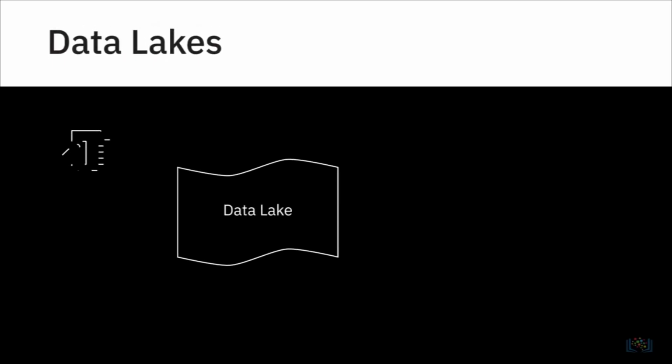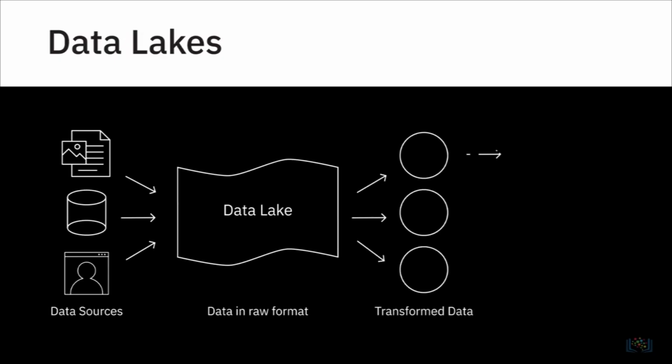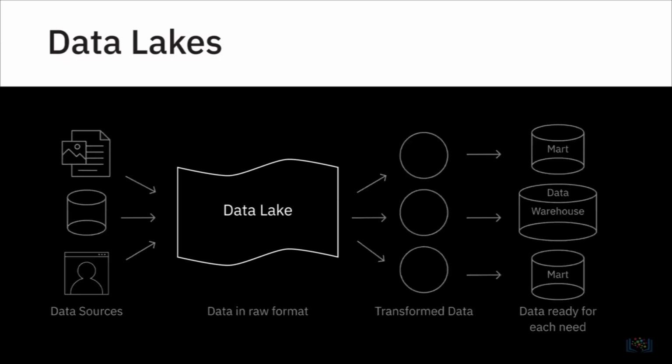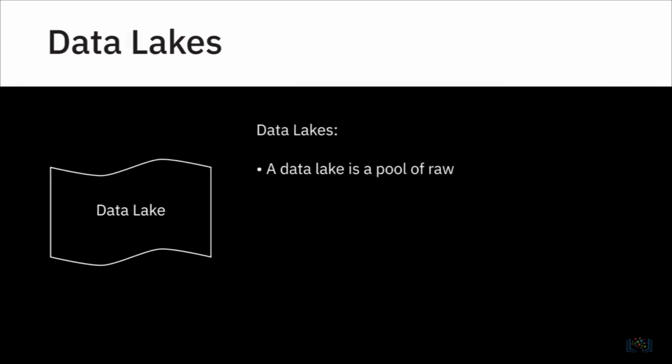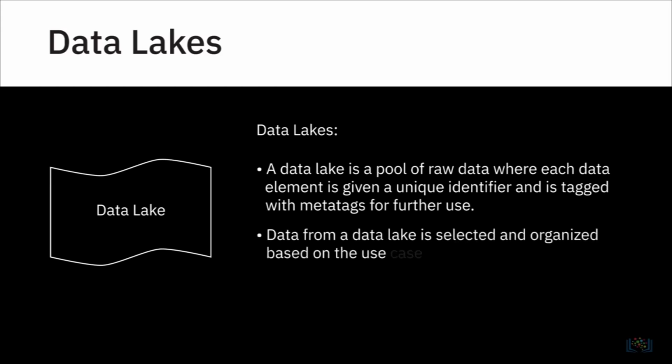A data lake is a storage repository that can store large amounts of structured, semi-structured, and unstructured data in their native format, classified and tagged with metadata. So, while a data warehouse stores data processed for a specific need, a data lake is a pool of raw data where each data element is given a unique identifier and is tagged with meta tags for further use. You would opt for a data lake if you generate or have access to large volumes of data on an ongoing basis, but don't want to be restricted to specific or predefined use cases.